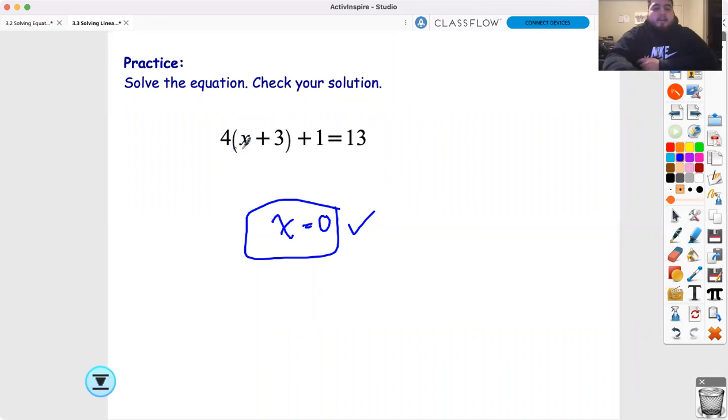And you can even check it. Let's see if y'all can check it in your head. So we'll do x is 0, right? So the first thing we would do is 0 plus what? 3, which is 3. Then we will multiply that by what? By 4, which is 12. Add 1 to 12, which is 13. So it's true. All right, let's move on.